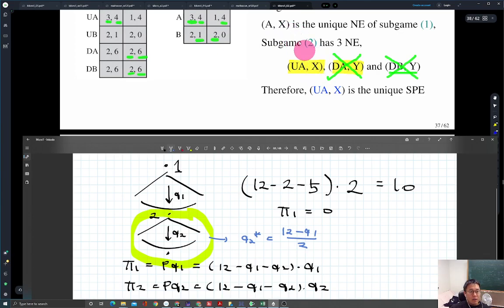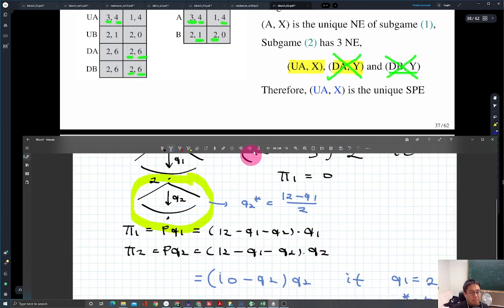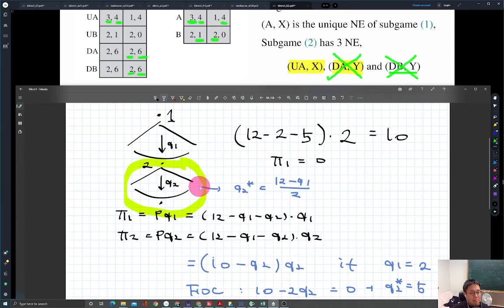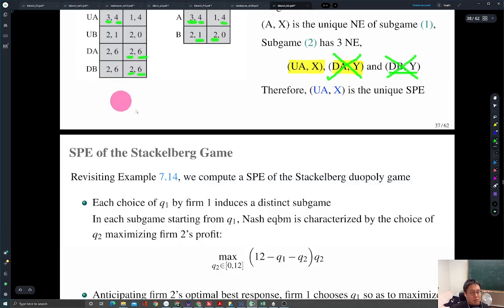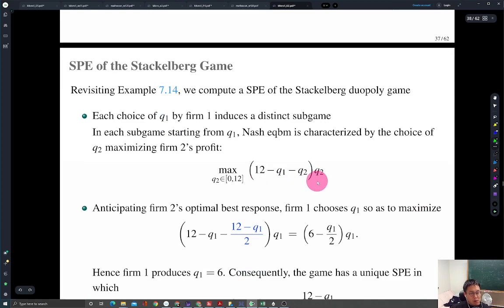So that's another way to find SPE. We only consider the intersection between these two. UAX has the only intersection with this A comma X, so this is why we take that as an SPE. All right, so we know Q2 star is this one. Now, without loss of generality, we can substitute player 2's best response into player 1's payoff function.